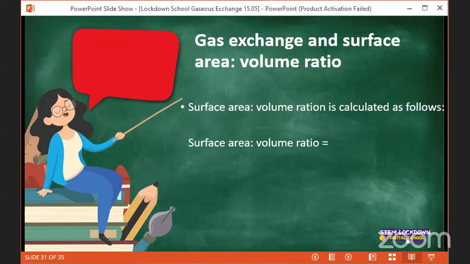So I hope everyone got that. Surface area as the denominator and volume as the numerator. So that is basically how surface area to volume ratio is calculated, right?